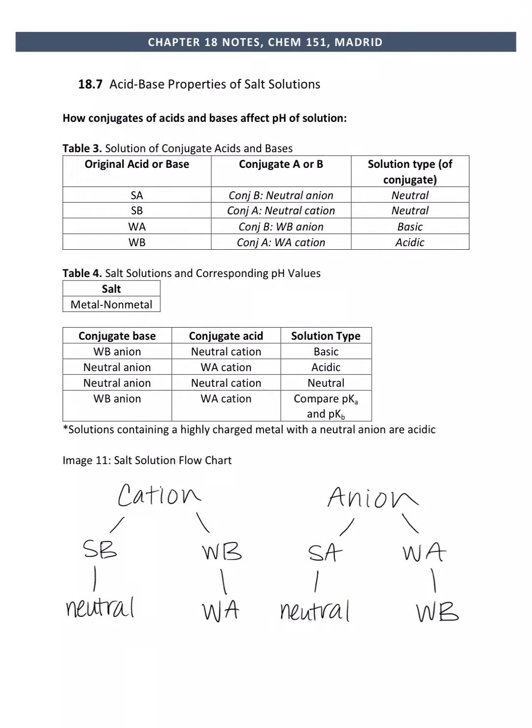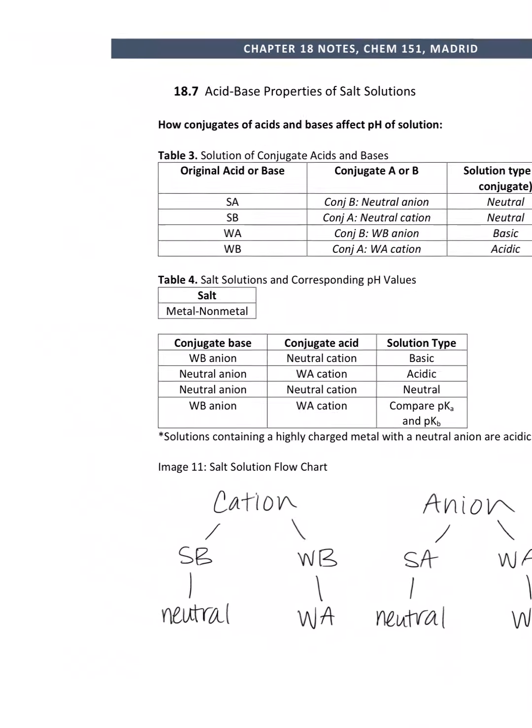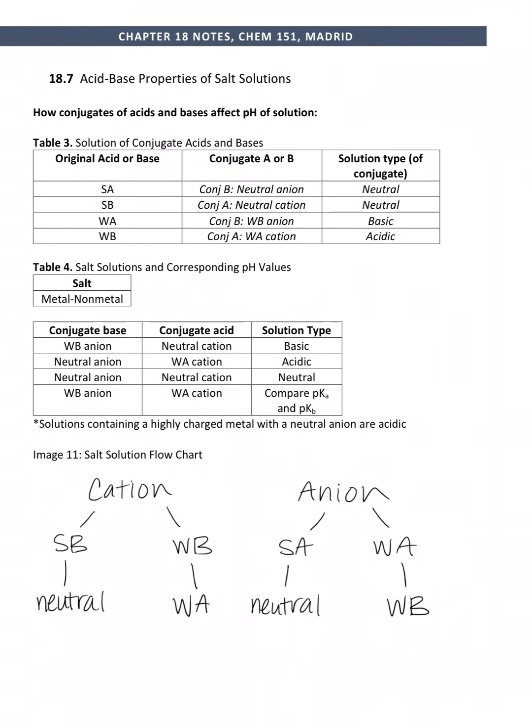Okay, so let's first look at table 3. So table 3 looks at solution of conjugate acids and bases. So original acid or base, let's say we started with a strong acid. It dissociates and forms an anion that is neutral. What do I mean by that? So let's give an example. Let's say our strong acid is HCl. When it dissolves in water, the anion that dissociates is Cl-.